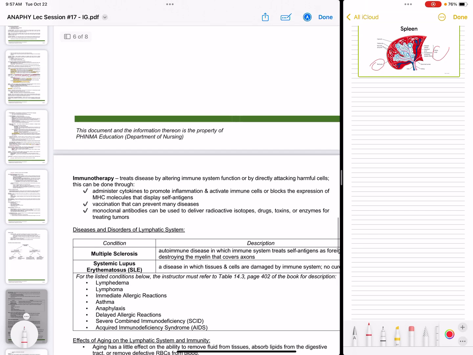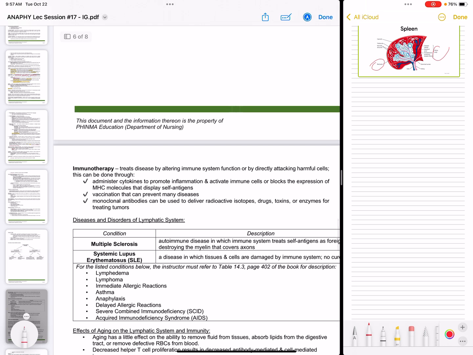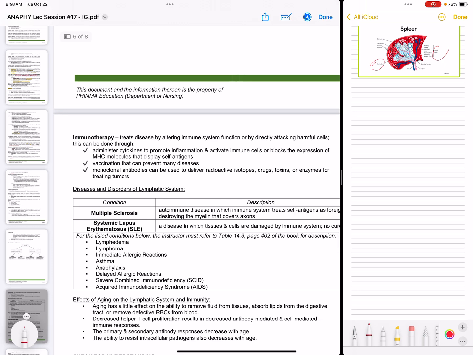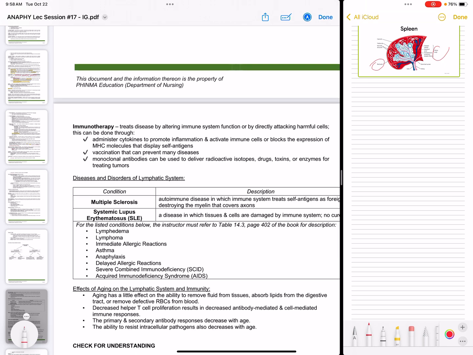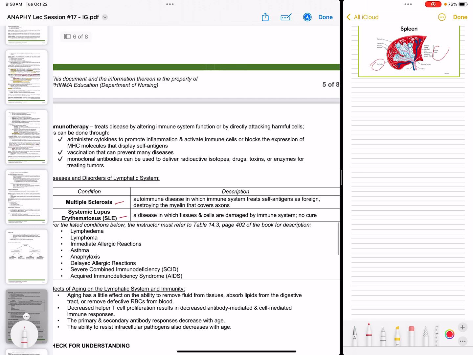So, manigali ha, may mga immunotherapy kita. So, treats disease by altering immune system functions or by directly attacking harmful cells. This can be done through administer cytokines to promote inflammation and activate immune cells or block the expression of MHC molecules that display self-antigens. So, vaccination can prevent many diseases. Okay? So, mga disease and disorders of lymphatic system, amo ni silang multiple sclerosis, or ang isa pagid ang SLE, or ang systemic lupus erythematosus.